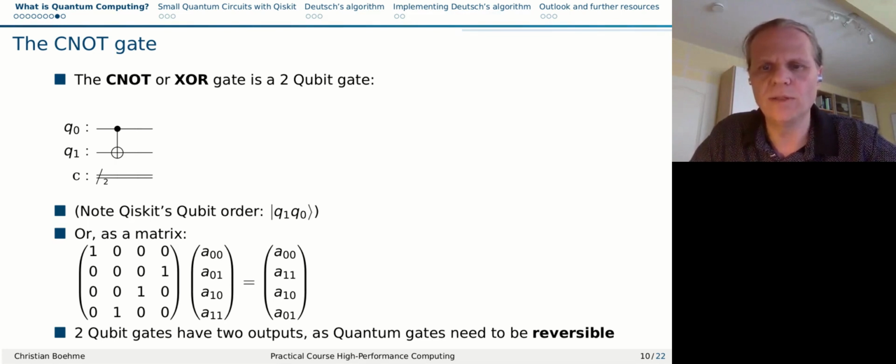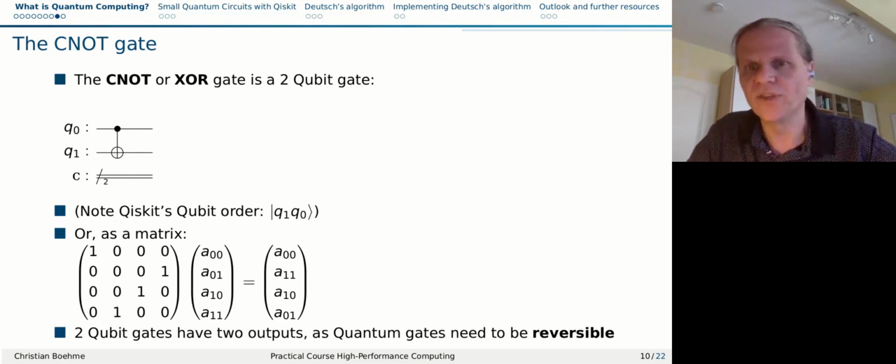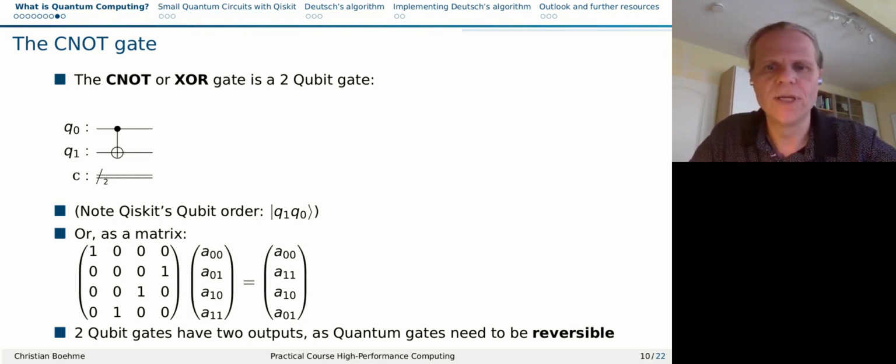A01 becomes A11, A10 stays the same, A11 becomes A01. That's also clear if you remember, the white one is the control qubit. So if you enter 01 here, the white one will switch the 0 here to 1 and you get A11, and same here, the other way around.